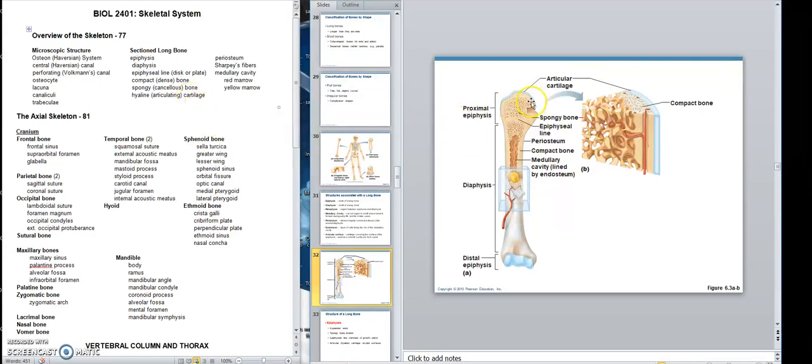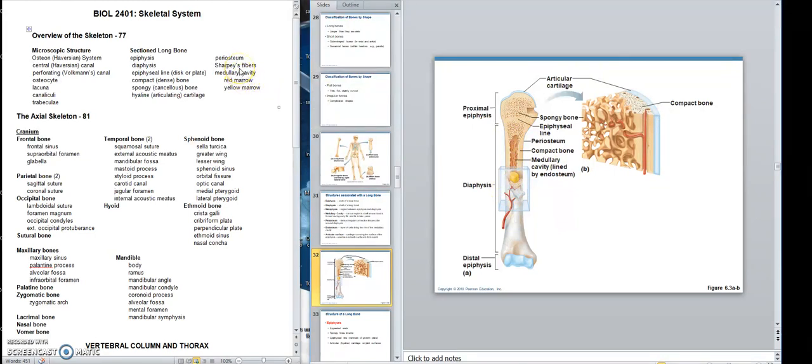The hyaline cartilage is that smooth cartilage where the joints are, right here on both ends, for a smooth slide. Remember, when you lose that, that's how you get osteoarthritis. The periosteum is this right here. That's the connective tissue covering around the diaphysis of the bone there.